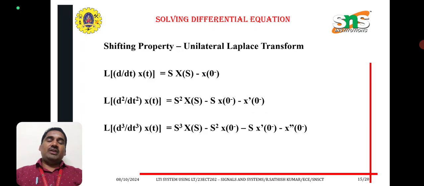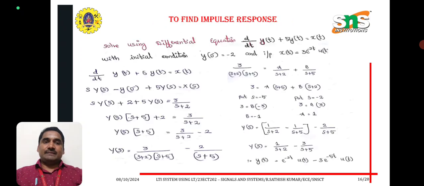Shifting property, unilateral Laplace transform with initial conditions. Laplace transform of dx(t)/dt is s X(s) - x(0-). Laplace transform of d²x(t)/dt² is s² X(s) - s x(0-) - x'(0-). For the third derivative, s³ X(s) - s² x(0-) - s x'(0-) - x''(0-).